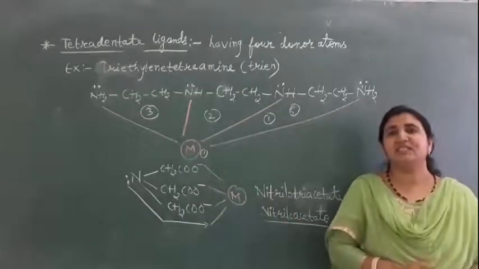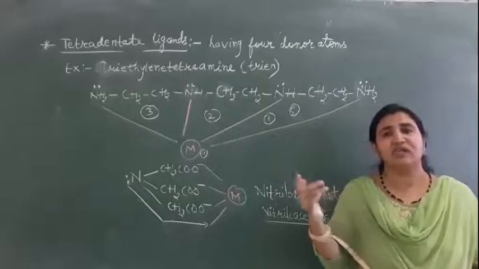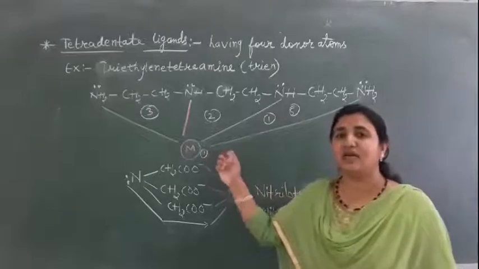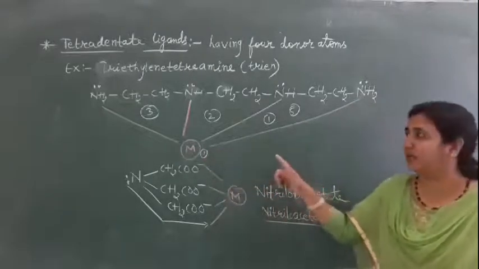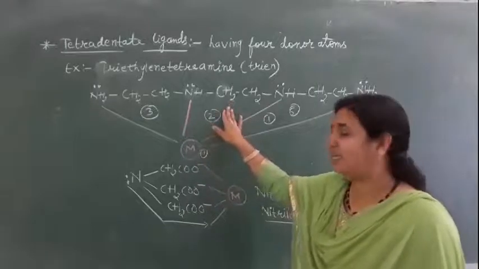Tetradentate ligand means they will form how many rings? 3 rings. So denticity is 4 minus 1. So it is how much here? 3. They can form 3 rings here. Okay. So say this is a neutral ligand. What is this one? Neutral ligand here.